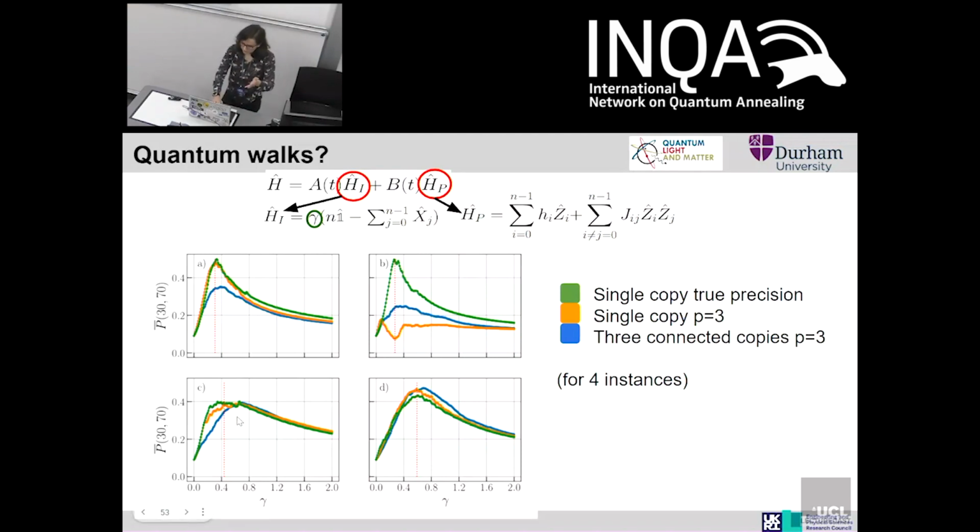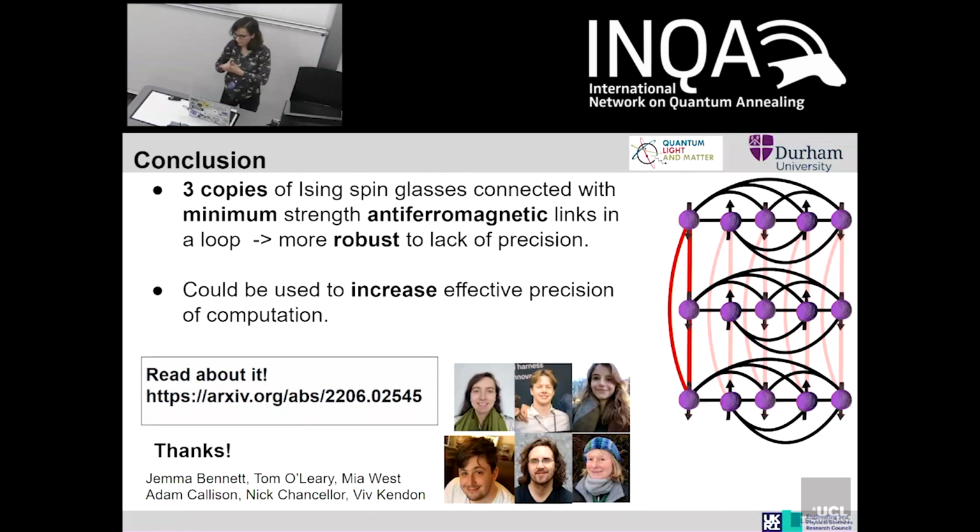But the key thing to us is that the optimal gamma does not seem to change much, so we would be able to use a similar gamma when we were using quantum walks. Okay, and that's all I have for now.